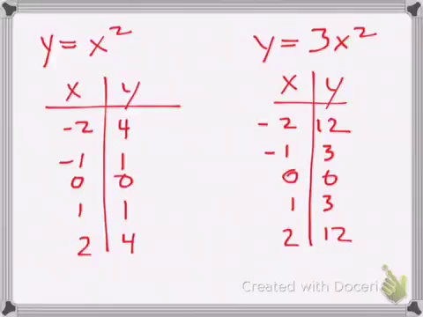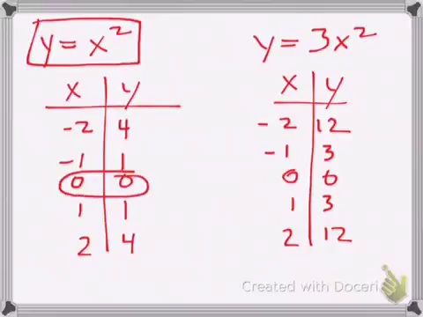Okay, what does the parent graph do? We called this the parent graph a few lessons ago. If you go over 1 from the vertex point, to negative 1 or positive 1, we go up 1, right? And if we go over 2, we go up 4. If we went over 3, how far would we go up? 9. What are those? 1, 4, 9? They're perfect squares, right?